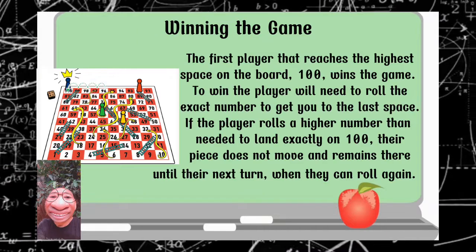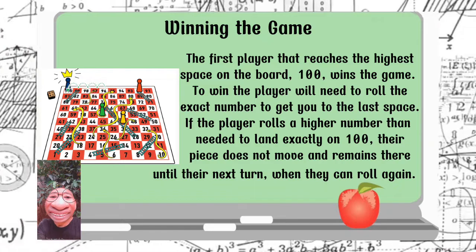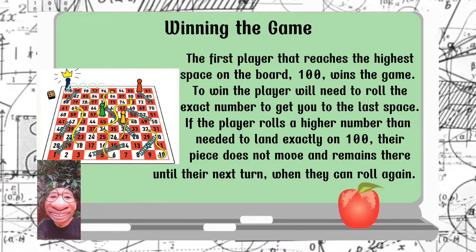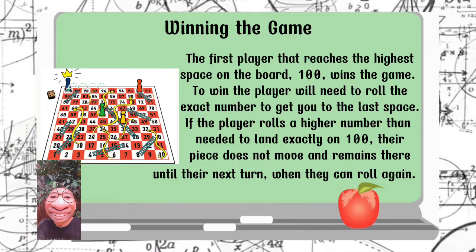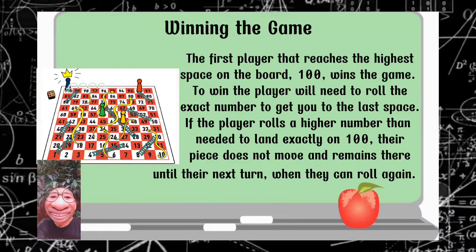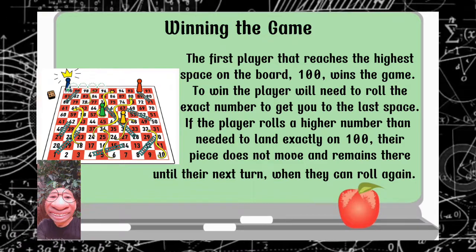Winning the game. The first player that reaches the highest space on the board, 100, wins the game. To win, the player will need to roll the exact number to get to the last space. If the player rolls a higher number than needed to land exactly on 100, their piece does not move and remains there until their next turn, when they can roll again.